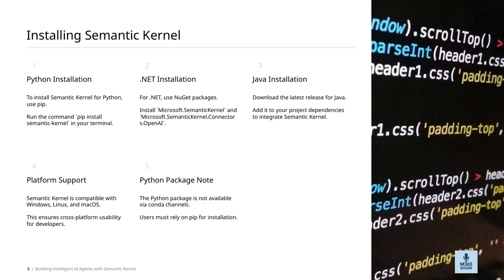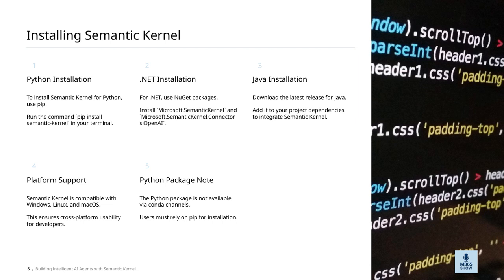Let's talk about installing the Semantic Kernel. First, for Python users, it's important to note that the package isn't available through Conda channels, so you'll need to rely on pip for installation. Simply open your terminal and run the command pip install semantic-kernel. Moving on to platform support, Semantic Kernel is compatible with Windows, Linux, and macOS. This cross-platform capability really helps developers work seamlessly across different operating systems, making integration smoother regardless of your environment.